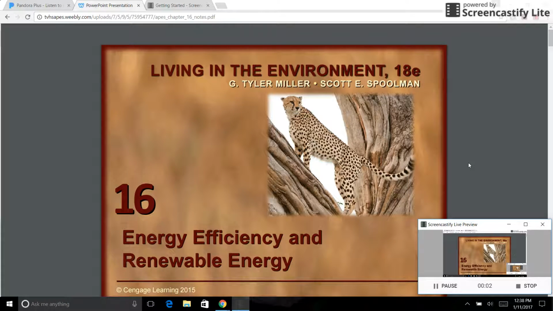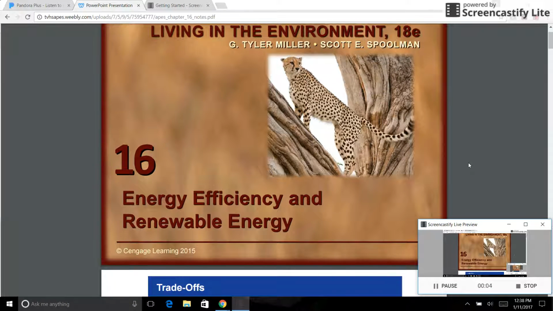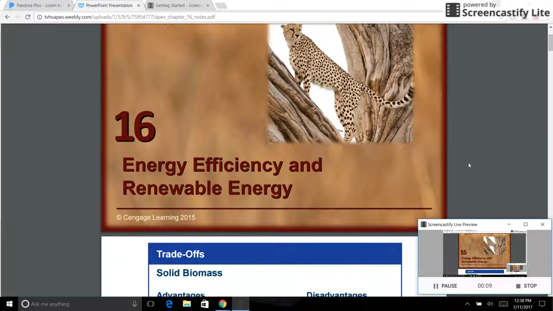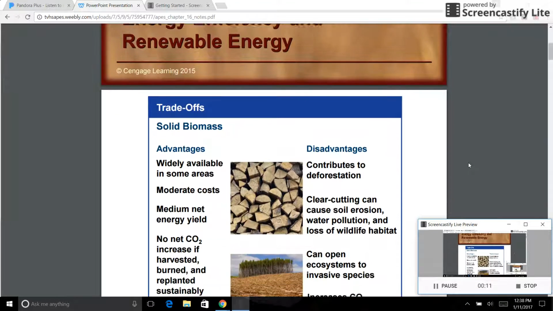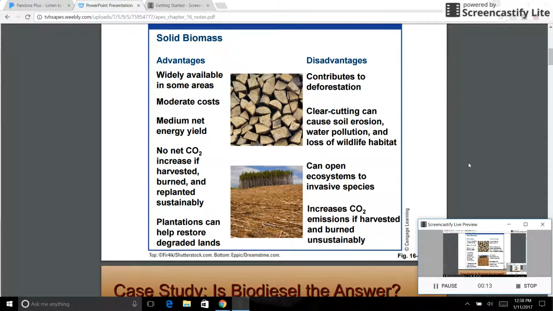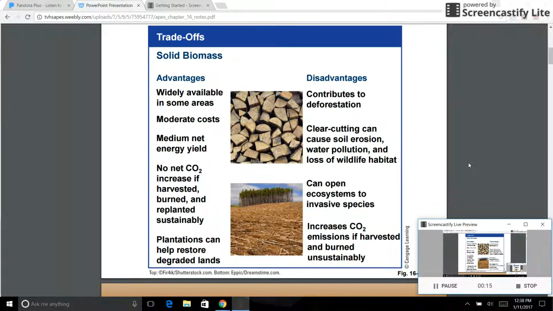All right, guys. So I'm going to cover the remainder of the notes for chapter 16 for you guys. You guys can go back and then cover these notes or write them down for yourselves. So we left off with solid biomass. So right here, you can see these are the advantages, disadvantages of solid biomass.